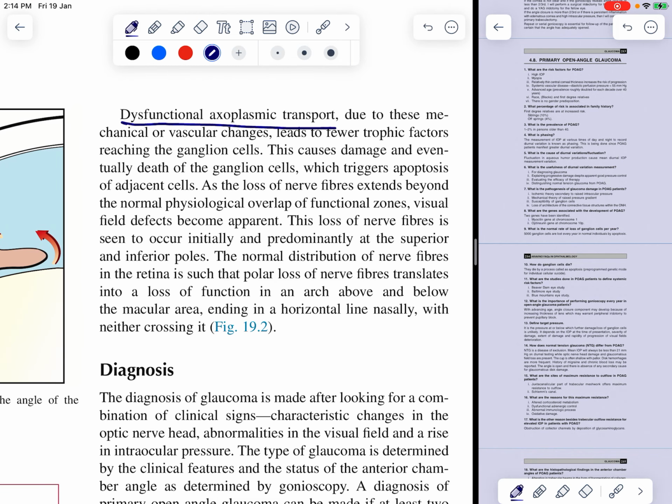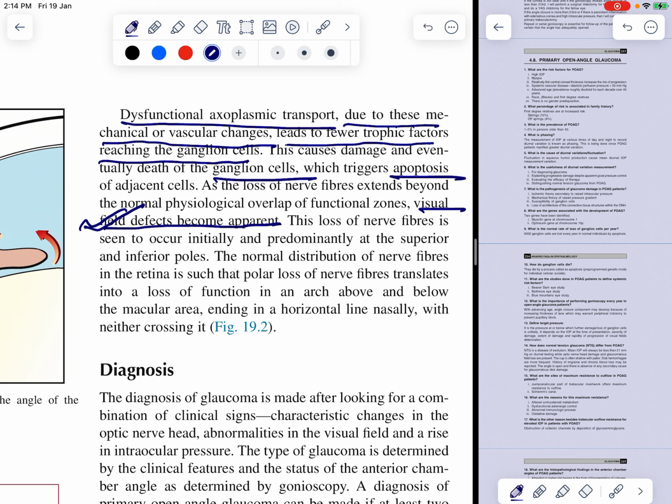Dysfunctional axonal transport. As I said, axonal stasis. Due to these mechanical or vascular changes, fewer trophic factors reach the ganglion cells, which causes damage and eventually the death of ganglion cells, which triggers apoptosis. As the loss of nerve fibers extends beyond the normal physiological overlap of functional zones, visual field defects become apparent, seen on perimetry or confrontation perimetry.